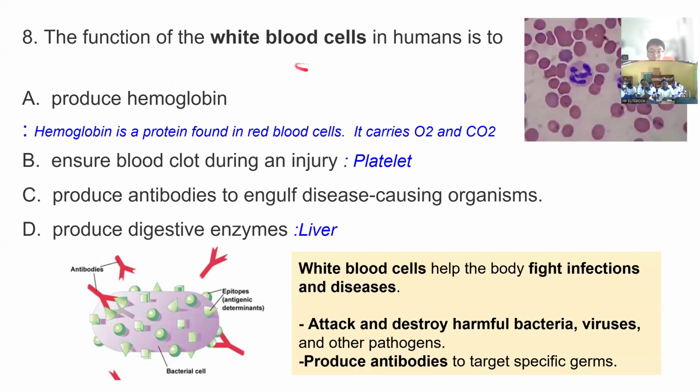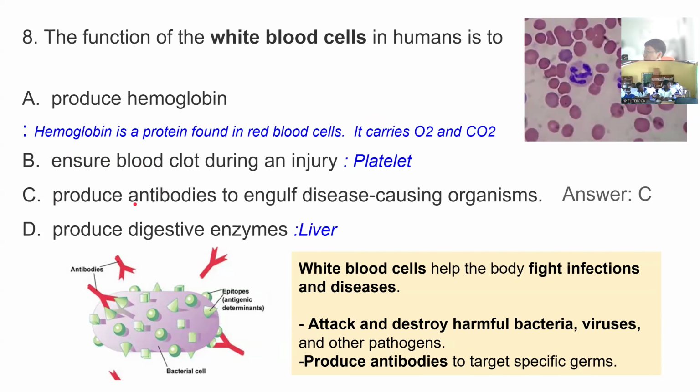And the function of the white blood cells in humans is: is it to produce hemoglobin? Is it to ensure blood clots during an injury? Or is it to produce antibodies to engulf disease-causing organisms? Or is it D, to produce digestive enzymes? So the answer is C, because the rest of the answer choices are incorrect.